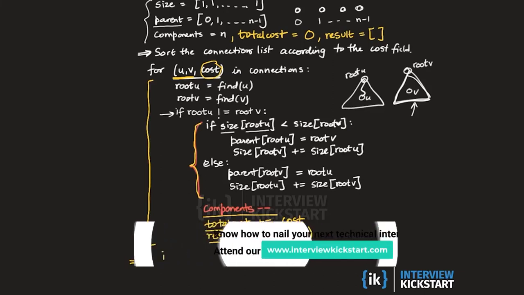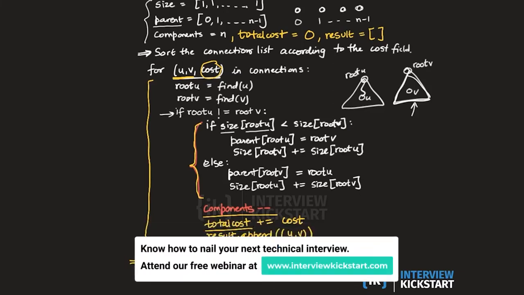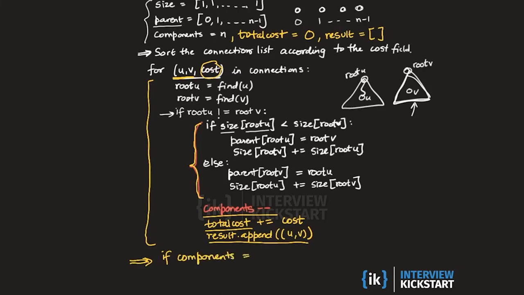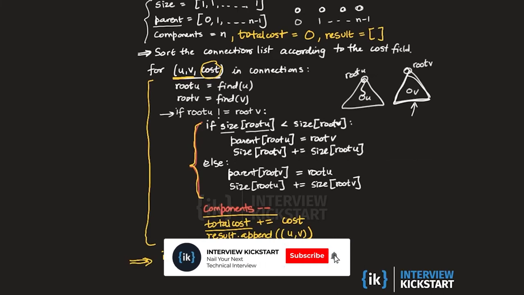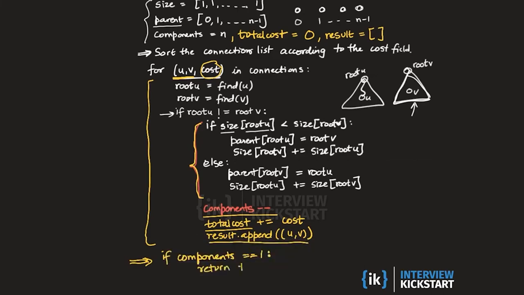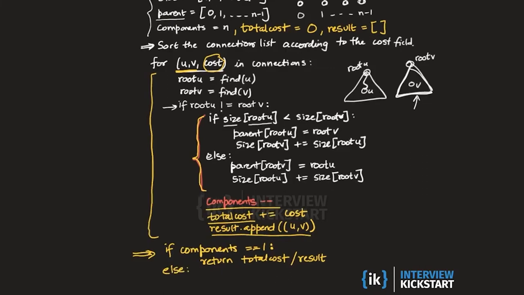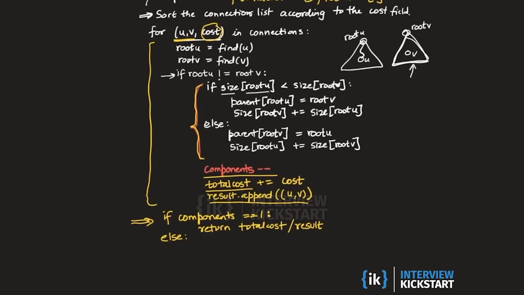So if we had to check for that, we would just add this additional check that as long as the number of components is equal to 1, we have a meaningful MST, and so we can return either the total cost or the list of edges which make up the spanning tree and so on. Otherwise, we know that the number of components is more than 1, so there is no meaningful MST in that case, and so we will then return some default value which should be specified in the problem itself.